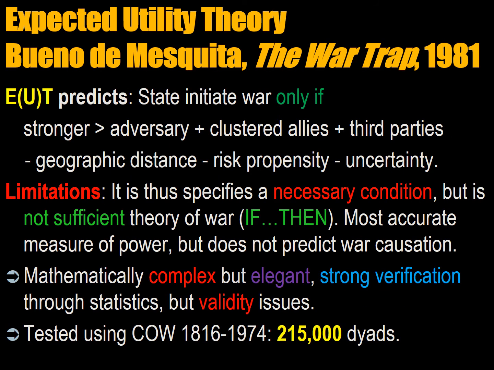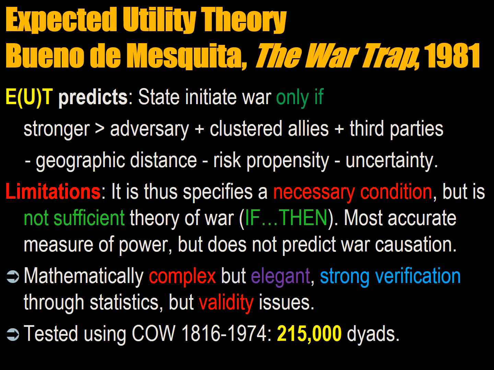Now, Bueno de Mesquita helped develop expected utility theory, which is symbolized by EUT, particularly in his book entitled The War Trap in 1981. Expected utility is a form of games theory. A state will initiate war if it is relatively stronger than its adversary, plus the total effect of clustered allies and third parties in the international system, as controlled for by geographic distance, the risk propensity of the decision maker, and the level of uncertainty.